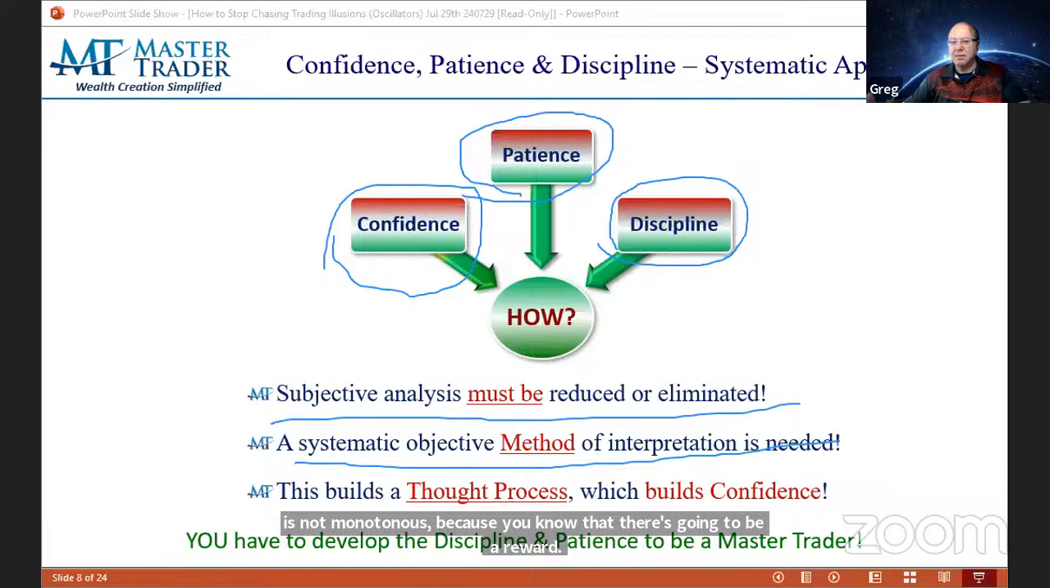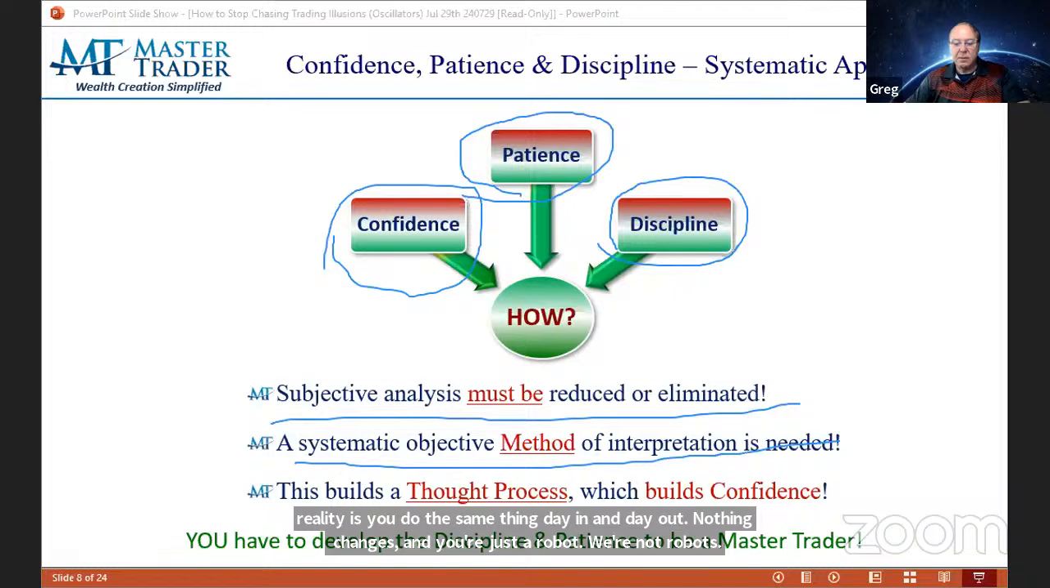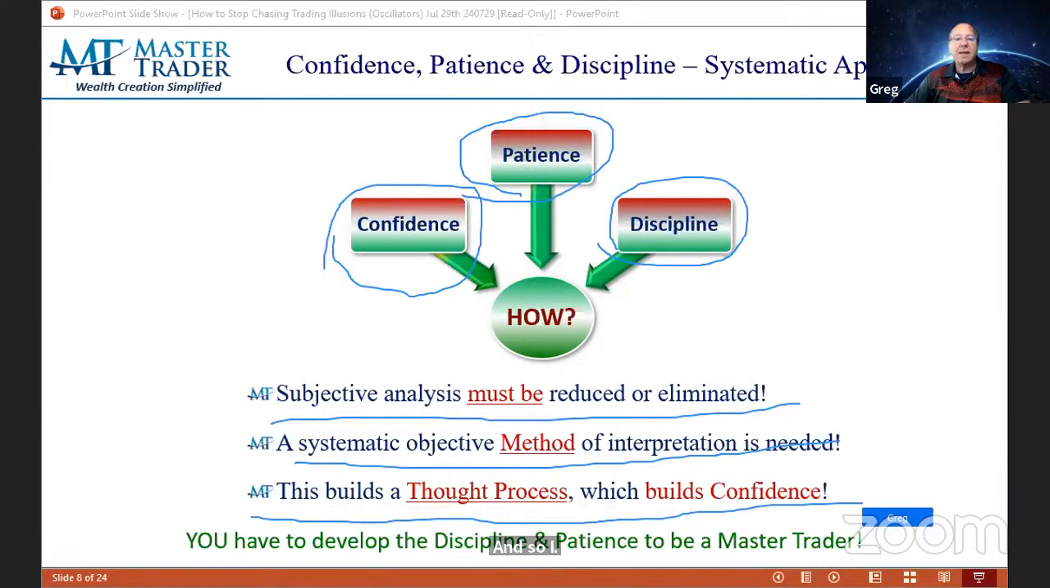It's not just factory work, where in reality you do the same thing day in and day out, nothing changes, and you're just a robot. We're not robots. And so I coined this: we need a thought process. I need a method that guides my thinking on a day-to-day basis. Otherwise, my thinking will be random, right?